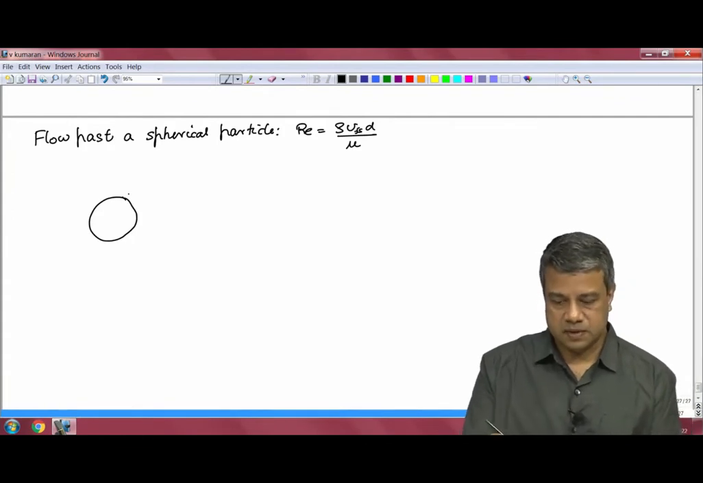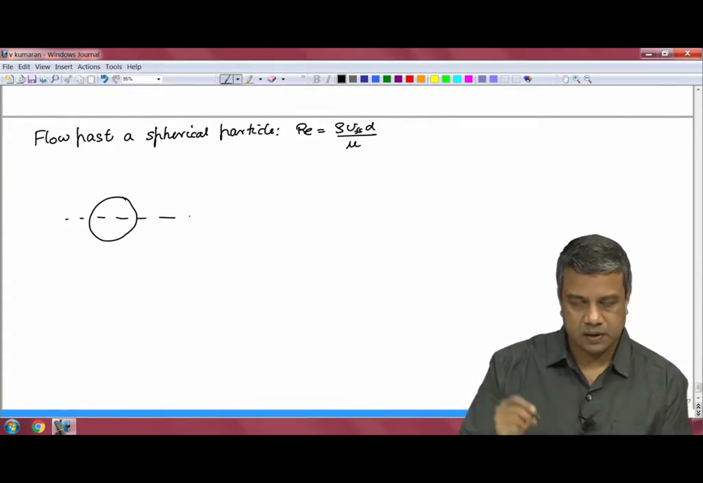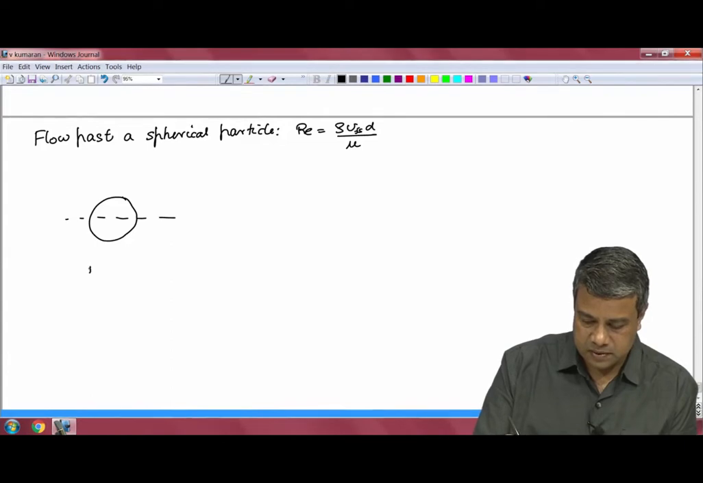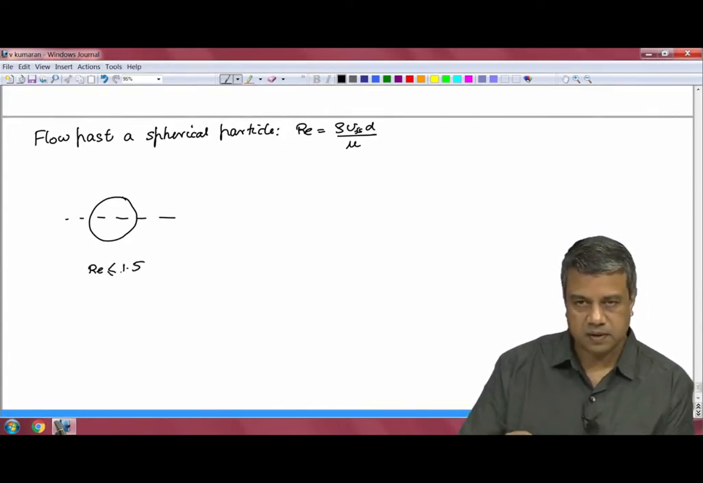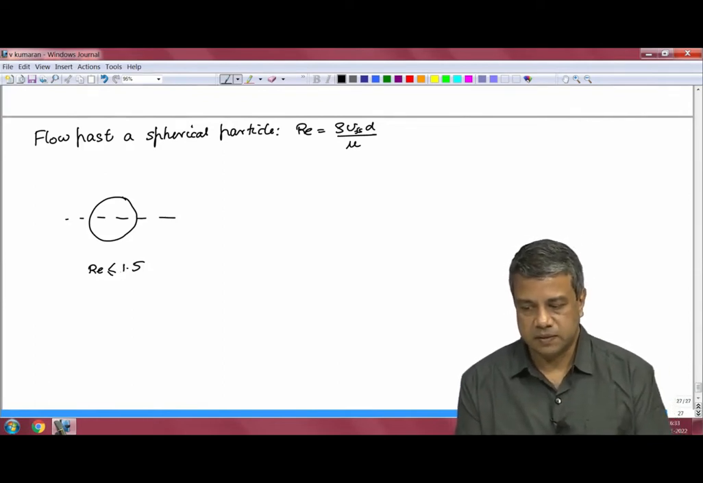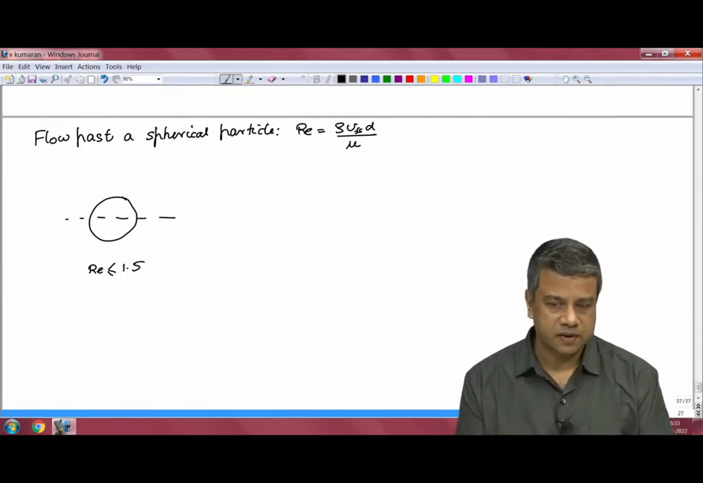If the Reynolds number is small, approximately Reynolds number less than about 1.5 or so, that is, rho v free stream times d by mu is less than about 1.5 or so.